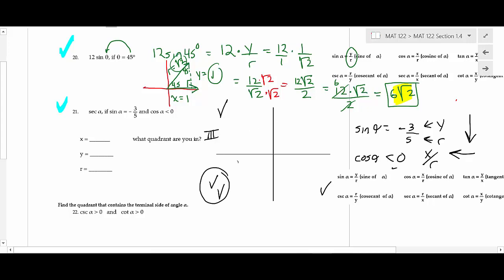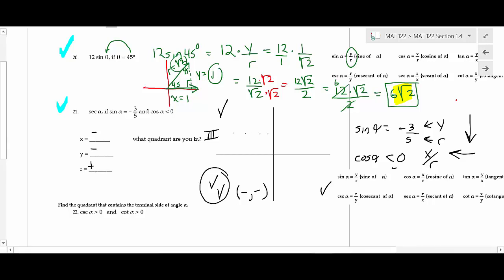Okay, what that would tell you is x is negative and y is negative. Anytime you're in quadrant 3, both x and y are negative, and then r is always positive. So that's real critical in these problems. The first thing you ought to do is figure out what quadrant you're in. That'll tell you if x, y, and r are negative or not.